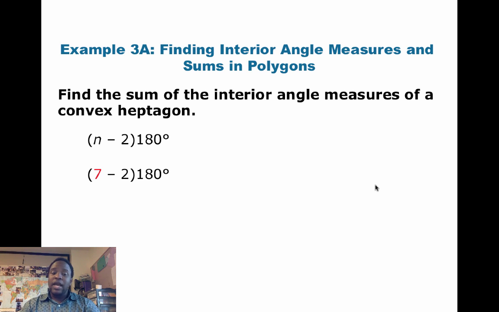And 7 minus 2, it's really important that we have those parentheses because we don't want to mess it up. We want to make sure our order of operations is correct. So we do 7 minus 2, which is 5, and 5 times 180 equals 900 degrees. So the sum of all the angles of a heptagon, as long as it's a convex heptagon, would be 900 degrees.